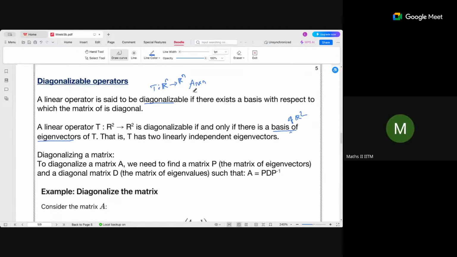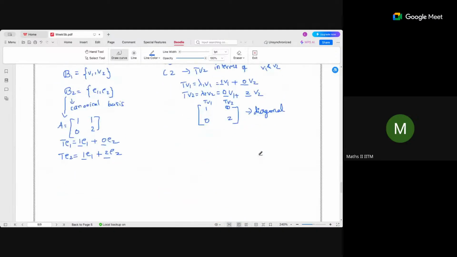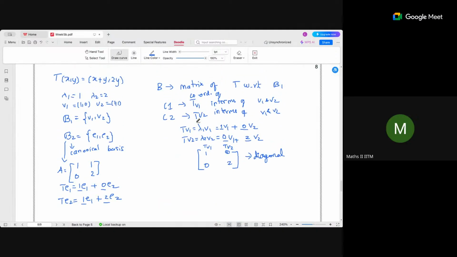Okay. And how are we going to diagonalize a matrix? To diagonalize a matrix A, we need to find a matrix P, the matrix of eigenvectors, and a diagonal matrix D such that A equals PDP inverse. What is this A equal to PDP inverse? Let us see it with the example which we have already done. So this is your A, and this is your D. What is your P? Your P is nothing but V1, V2. V1 is (1, 0). V2 is (1, 1).